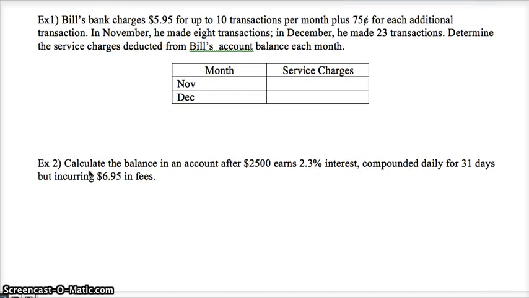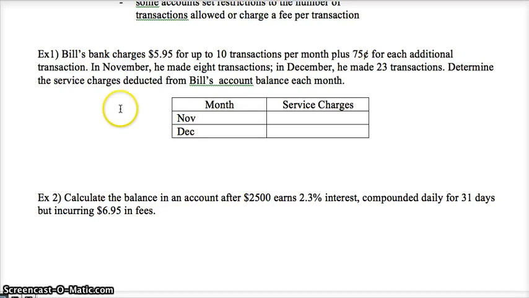So example 1, Bill's Bank charges $5.95 for up to 10 transactions per month, plus 75 cents for each additional transaction. In November, he made 8 transactions. In December, he made 23 transactions. Determine the service charge deducted from Bill's account balance each month. All right, so I want you to pause the video and do your calculations.